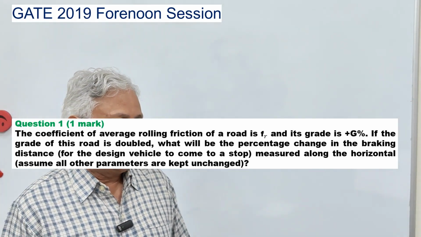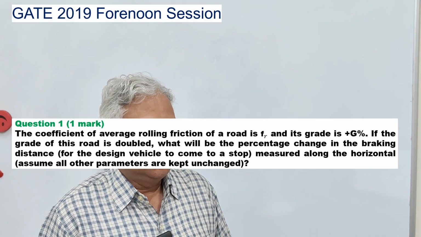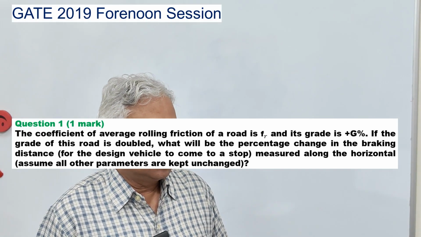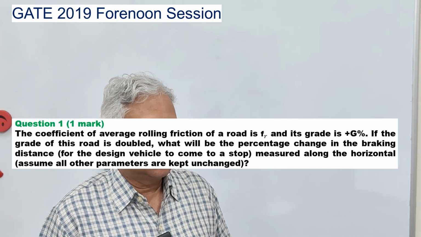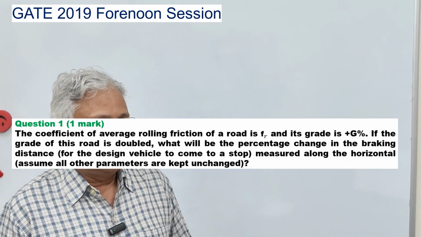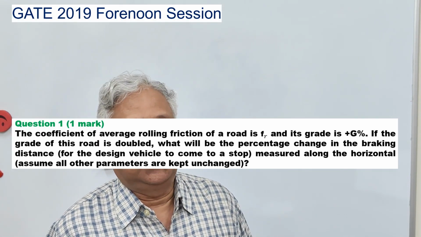The first question reads like this: the coefficient of average rolling friction of a road is Fr and its grade is plus G%. If the grade of this road is doubled, what will be the percent change in the braking distance measured along the horizontal? Assume all the parameters are kept unchanged.